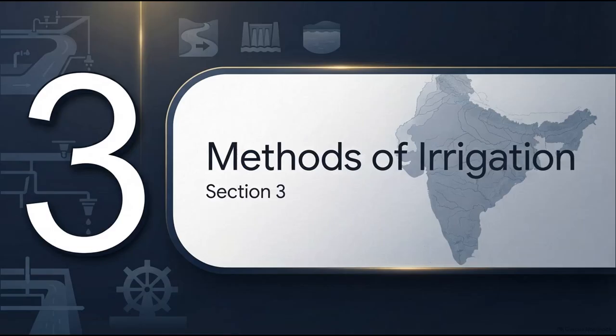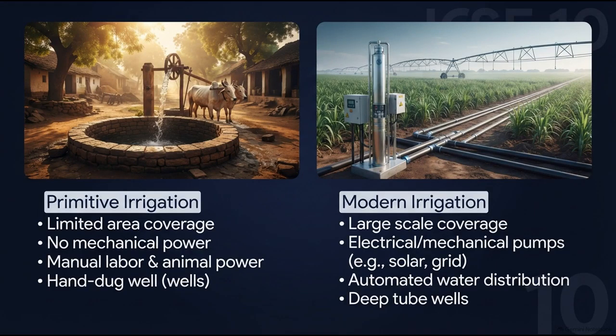Let's jump to Section 3, Major Methods of Irrigation. To solve this massive problem, human ingenuity has stepped in over the centuries, developing multiple ways to distribute this precious resource. First up, you need to understand the broad categories because this is a high-yield exam topic. We're comparing primitive versus modern methods. Primitive methods, like your traditional wells and tanks, irrigate smaller areas and don't rely on modern machinery at all. Modern methods, on the other hand, like tube wells and sprinklers, require machinery and electricity, but they have the huge advantage of irrigating much larger tracts of land really efficiently.